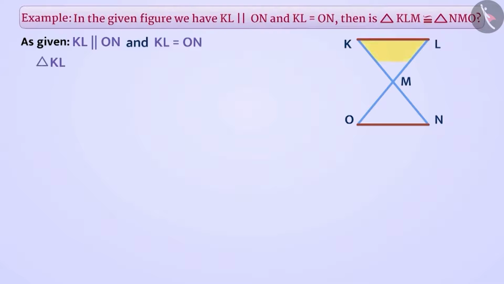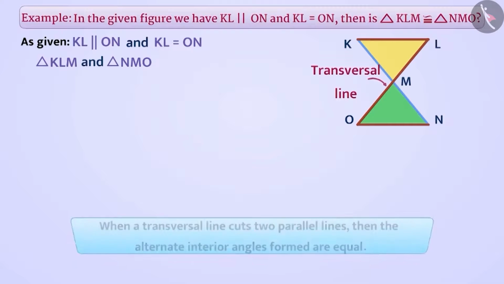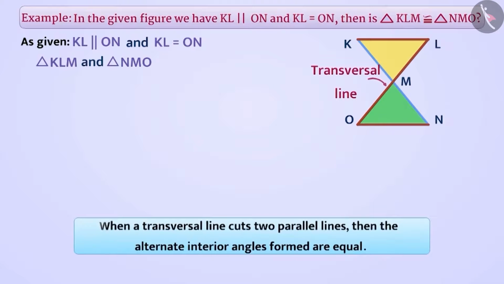Let's talk about triangle KLM and triangle NMO. We observe that the line segment KL is parallel to the line segment ON. And here we can consider OL as the transversal of both. You are aware that when a transversal line cuts two parallel lines, then the alternate interior angles formed are equal, as depicted.